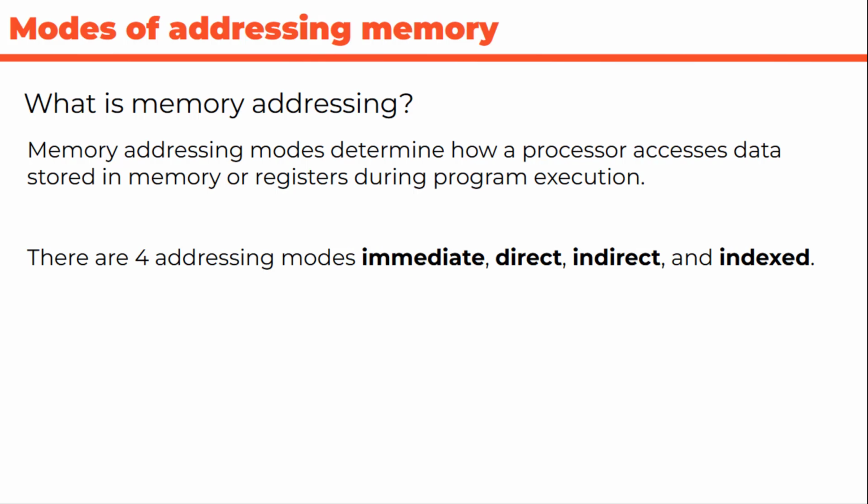So, what is memory addressing? Memory addressing modes determine how a processor accesses data stored in memory or registers during the program execution. And there are 4 addressing modes. We've got immediate, direct, indirect, and indexed. And each one of them has its own characteristics and its own way of collecting data.